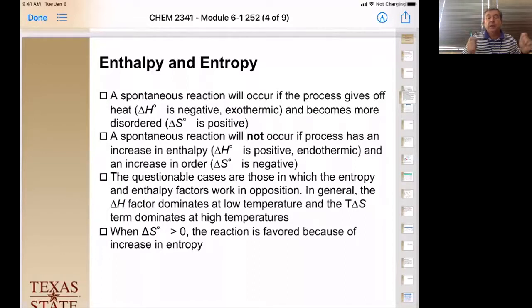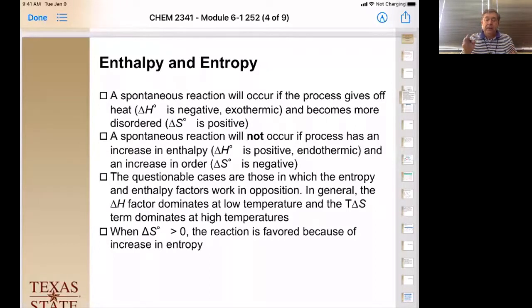A spontaneous reaction does not occur if the process has an increase in enthalpy or is endothermic, meaning you have to push a whole bunch of energy into it, and then the energy of the products is higher than the energy of the starting materials. That's endothermic. You're adding heat, you're adding potential energy to your molecules. And when you decrease order, when you go from 5 molecules to 1, that's a negative entropy element. And so those reactions tend to not occur spontaneously.